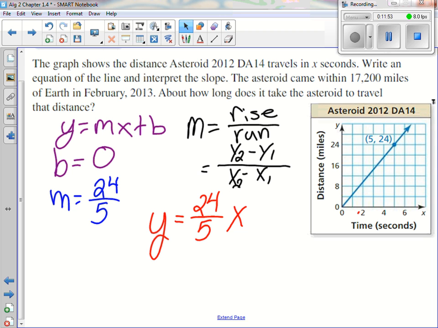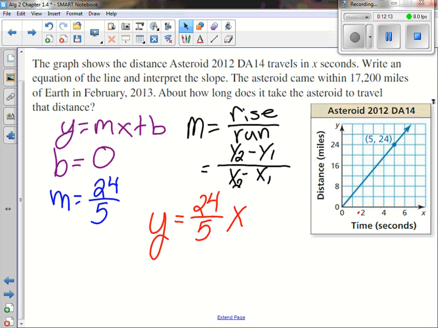Interpreting the slope, what is it telling us? What do we know about the slope of the line? And that's what it's asking for. It's just, what is the slope telling us? Every 5 seconds, it's traveling 24 miles. Or it's traveling 24 miles in 5 seconds. And that's it.